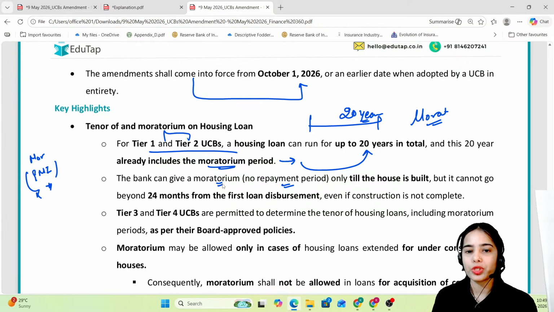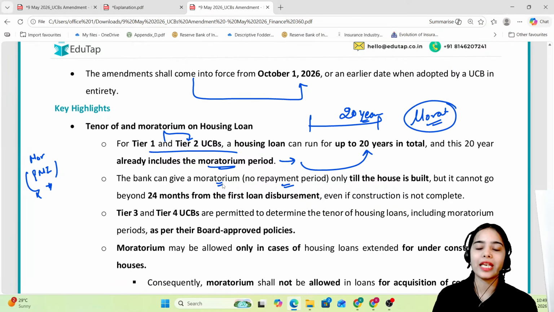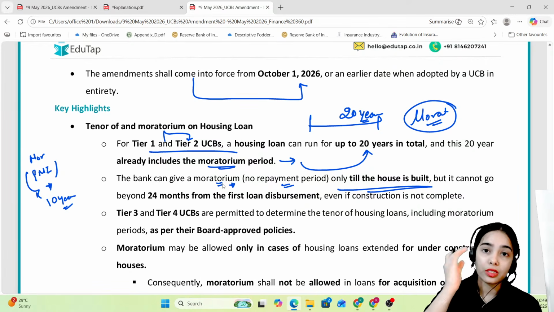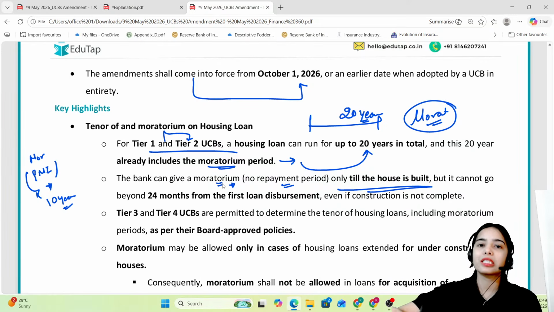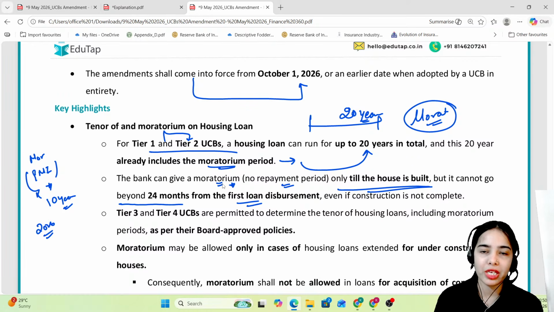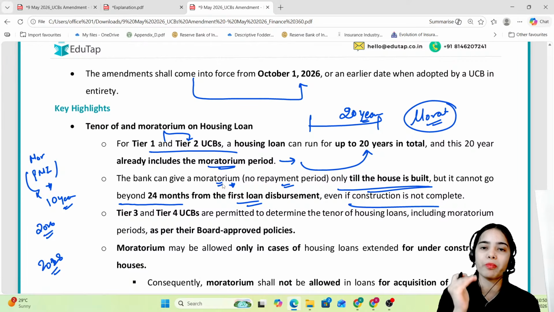So tier 1 and tier 2 UCBs can provide a housing loan which can run up to 20 years in total, including any moratorium period that is also given. The bank can give a moratorium only till the house is being built. But if the house is being built for 10 years, can the moratorium be given for 10 years? Or if the house is being built for 20 years, that we are still building the house? No, the moratorium period cannot go beyond 24 months from the first loan disbursement. So let's say the loan has been given in 2026, then the maximum moratorium can be given up to 2028 only, that is for 24 months only. Even if the construction is not complete, that doesn't matter, the moratorium can be given for a maximum of 24 months only.